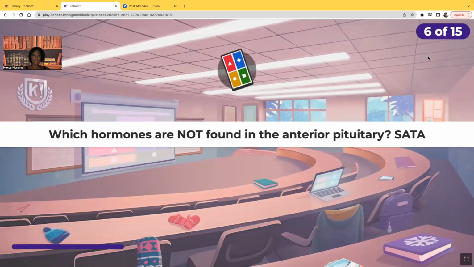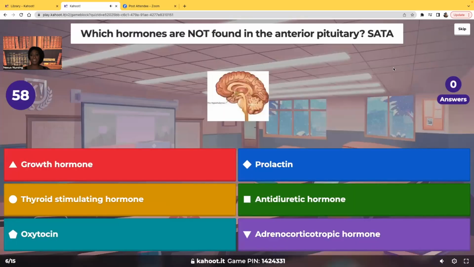Select all that apply. Which hormones are not found in the anterior pituitary? Select all that apply. Guys, I gave you the answer like 3 times already. Is it growth hormone, prolactin, thyroid stimulating hormone, antidiuretic hormone, oxytocin, or adrenocorticotropic hormone? What do you guys say? Everyone should get this right if you've been paying attention.